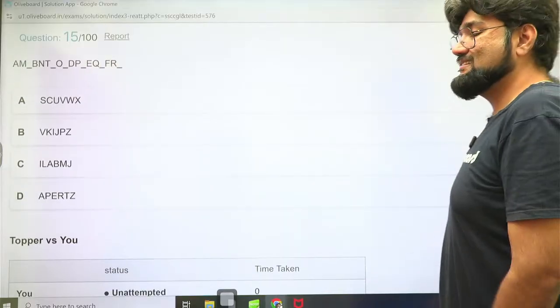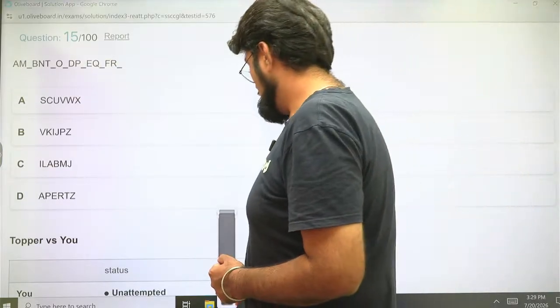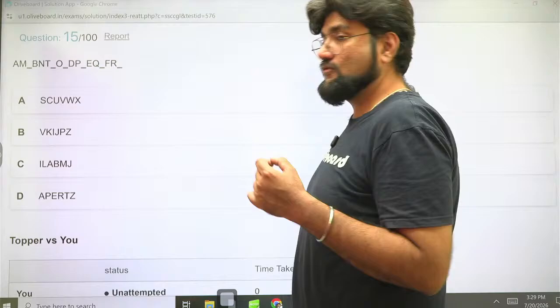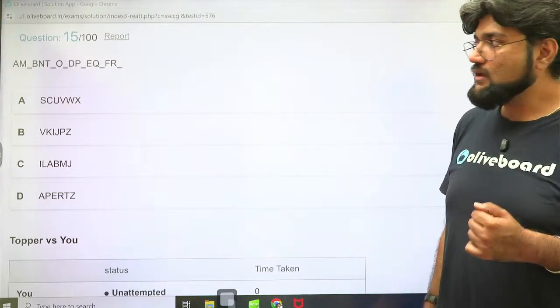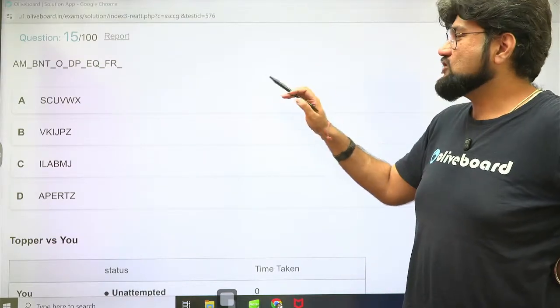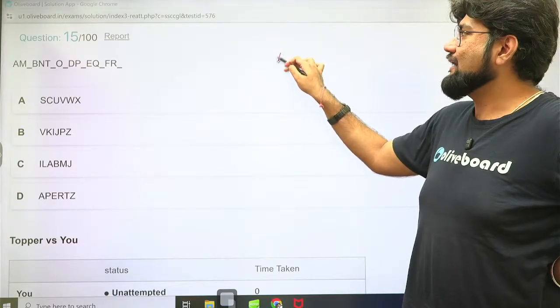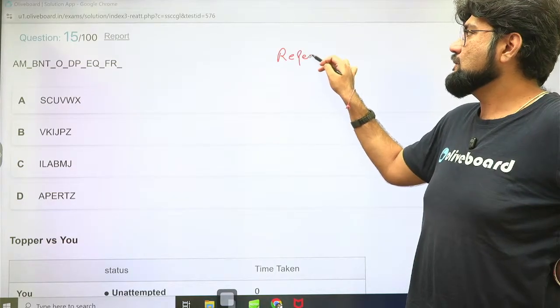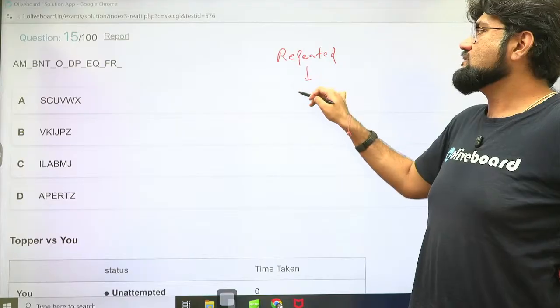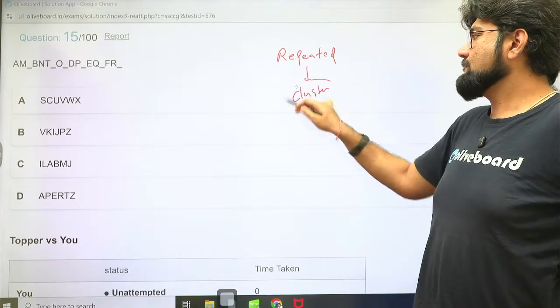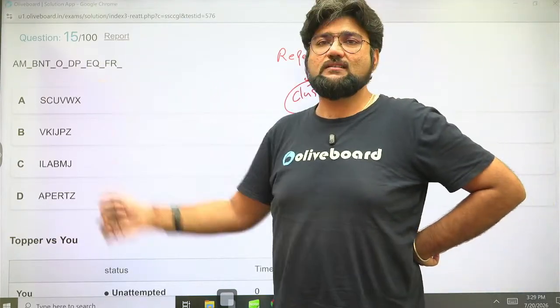Now, this is actually a good question. Why? Because I have often in my classes of letter series discussed with you questions which are actually disguised. This question looks like a repeated letter series question, but it is actually a simple cluster based series. Just that they have not put the commas in between.